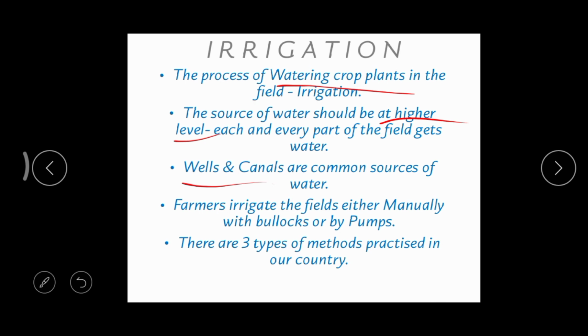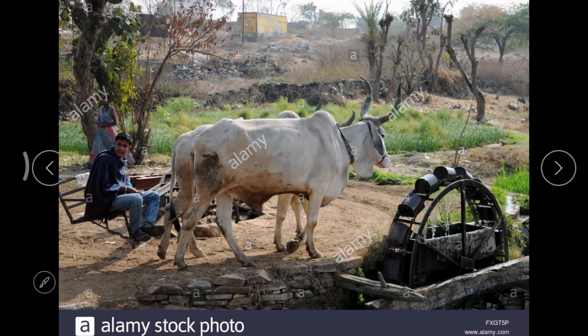And then farmers irrigate the fields either manually. How they supply the water means some people supply the water manually. Manually means without using any machines. That means with the help of bullocks like this. Have you seen some people, they use a very big bucket, and then they drop that bucket into the well, and then to withdraw the bucket from the well, what they use? They use bullocks, okay. So that is called a manual method.